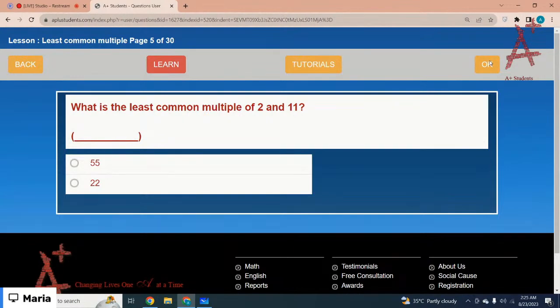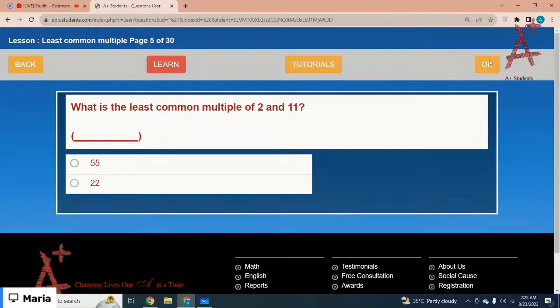What is the least common multiple of 2 and 11? Just look at the options here. You have two options, 55 and 22. Which option is the correct one? 55 is not divisible by 2, right? But it is divisible by 11. So that is not the correct option.